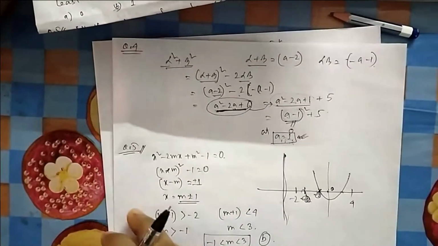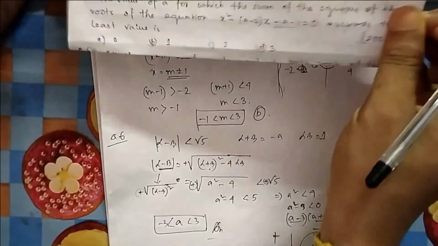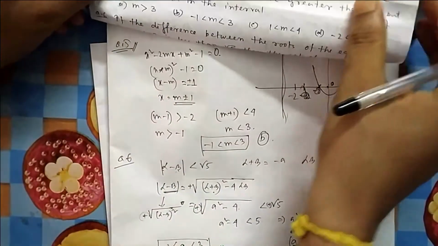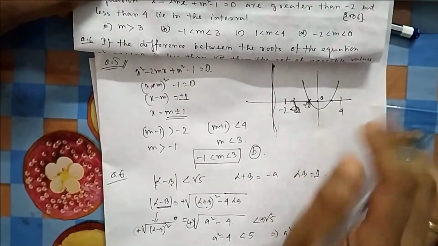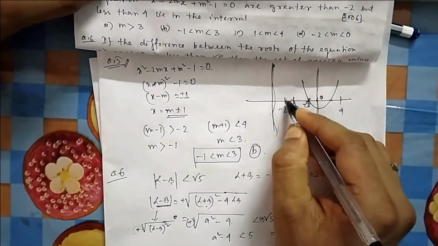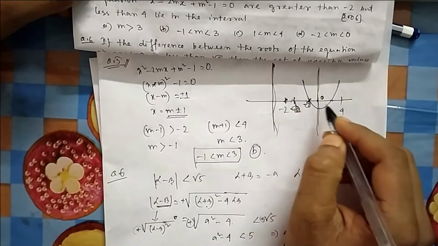In question number 5, what they have asked: all the values of m for which both the roots of these equations are greater than minus 2. So both the roots, so this is your 0 line. So one root should be greater than minus 2 and the other should be less than.